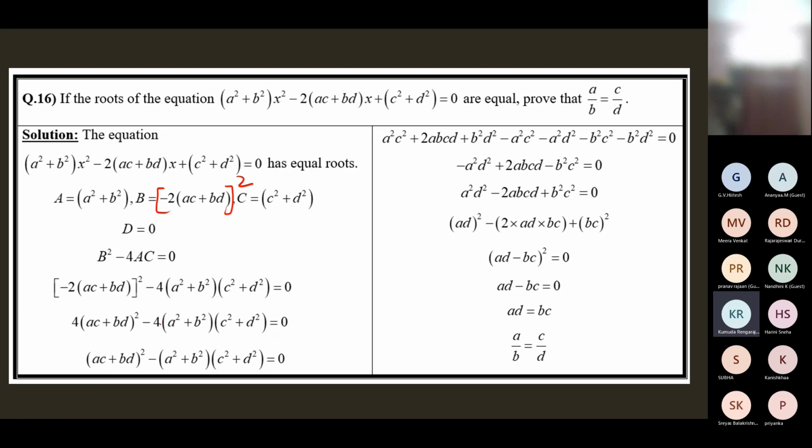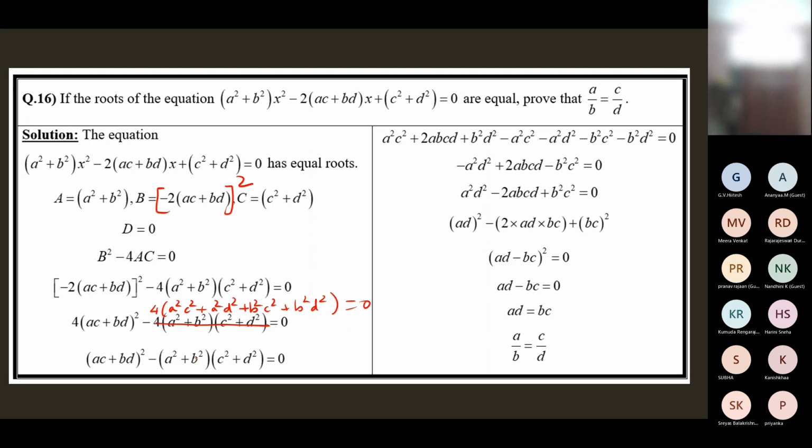I'll just write that. So I'll write minus 4 into a square c square plus a square d square plus b square c square plus b square d square is equal to 0. Then what will you do in the next step, children? Ma'am, then we have to expand that ac plus bd whole square.